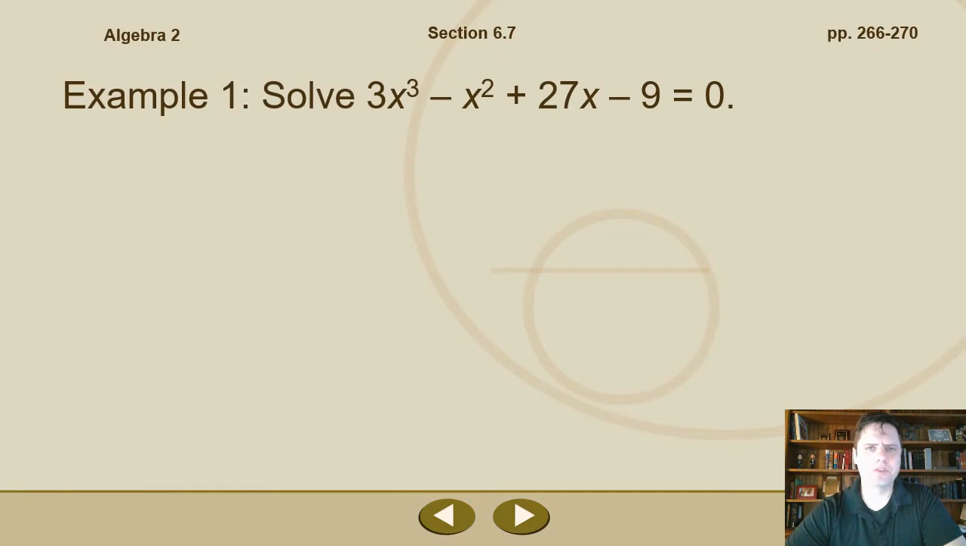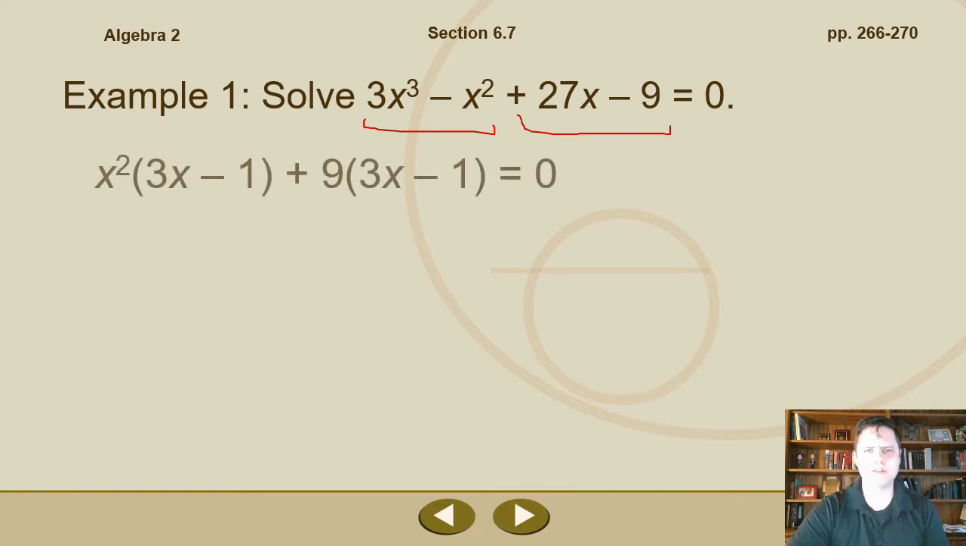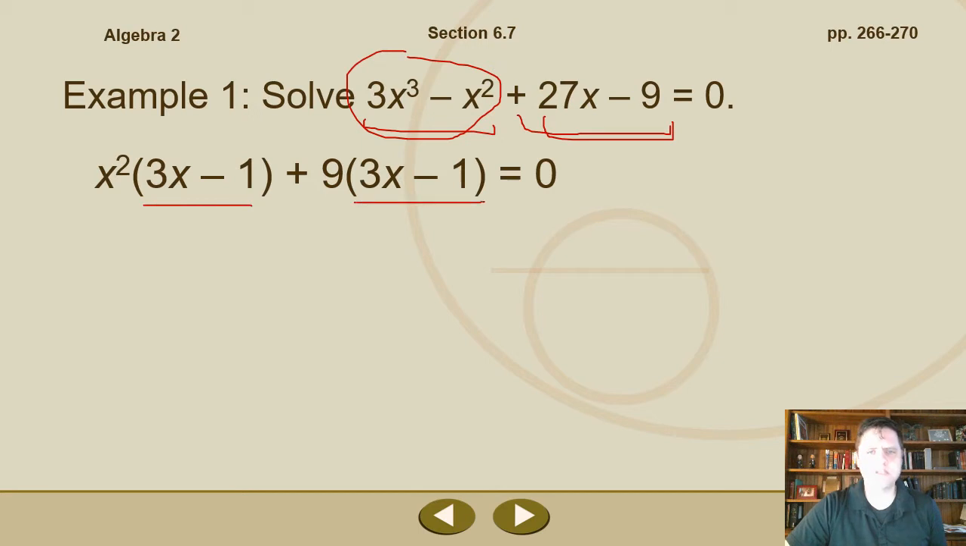So here's an example. 3x cubed minus x squared plus 27x minus 9 equals 0. Probably the best way to go about this one is to realize that you can group these into a couple little groups and factor out something. In this case, the first part, we'll factor out an x squared, and we'll be left with 3x minus 1. And then the second part, we can factor out a 9 and be left with 3x minus 1. Notice this works because these two are the same.